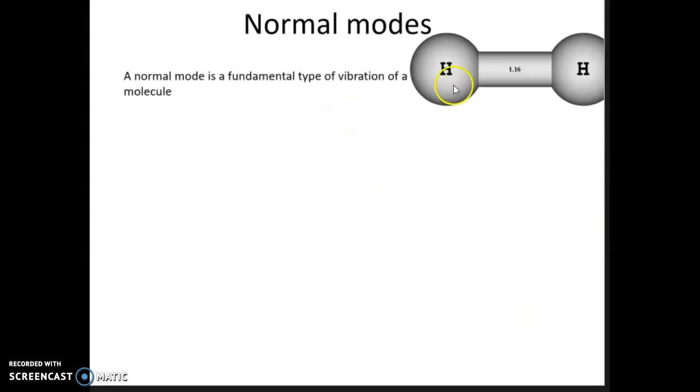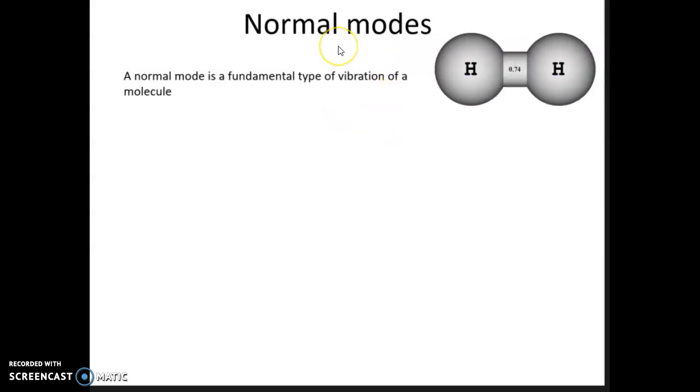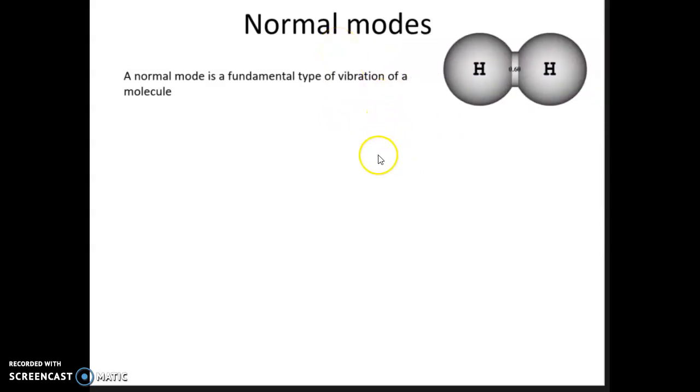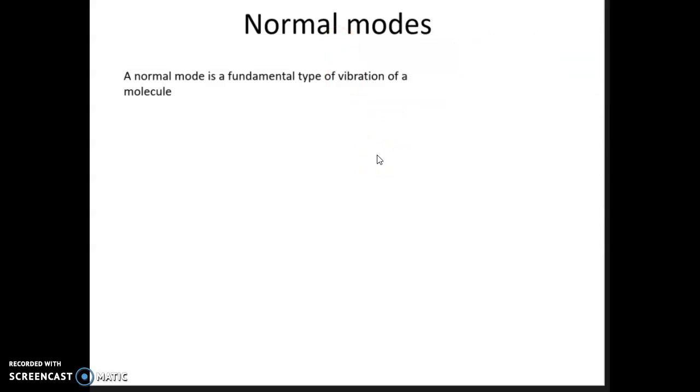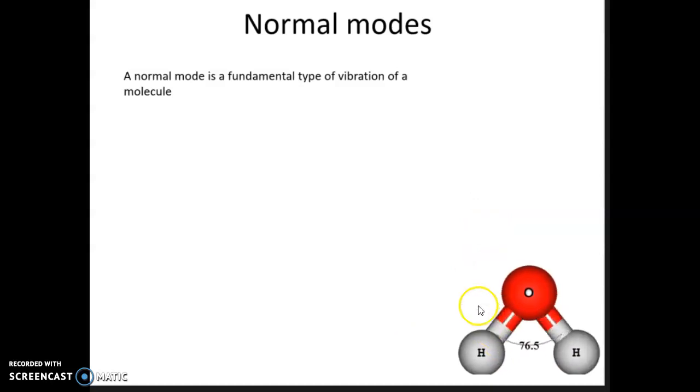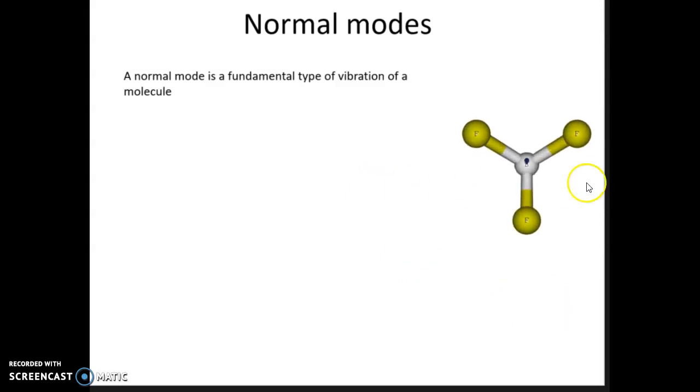So each fundamental type of vibration in a molecule, like this bond stretching, is called a normal mode or a vibrational mode. So this is another example of a normal mode. This is a symmetric stretching of the bonds in the water molecule. It's another example, that's the symmetric bending of the angle in the water molecule. And then the last one, this is an out of plane vibration, so it's also a normal mode. So any type of vibration is called a normal mode.